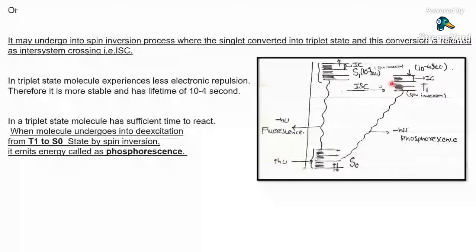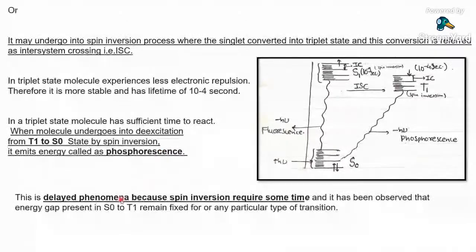When the molecule undergoes de-excitation, that is from T1 to S0 state by spin inversion, it emits energy, and that is called phosphorescence. This phosphorescence is a delayed phenomenon because spin inversion requires some time, and it has been observed that the energy gap between S0 and T1 remains fixed for any particular type of transition.